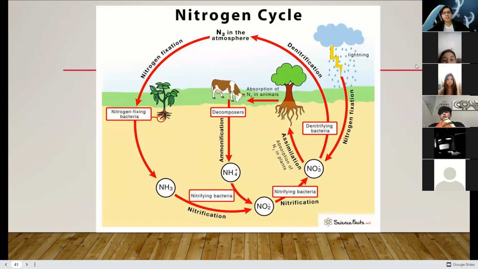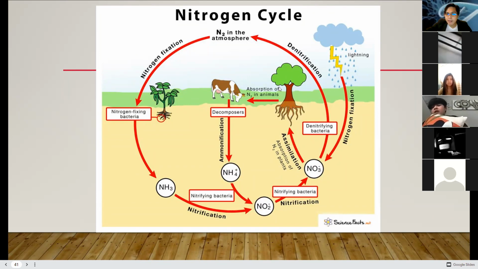This is now the nitrogen cycle. Starting from lightning, remember the water cycle? The water cycle actually fixes a lot of nitrogen. Once fixed, even the bacteria also fix this nitrogen in the atmosphere. It will actually be consumed by plants.